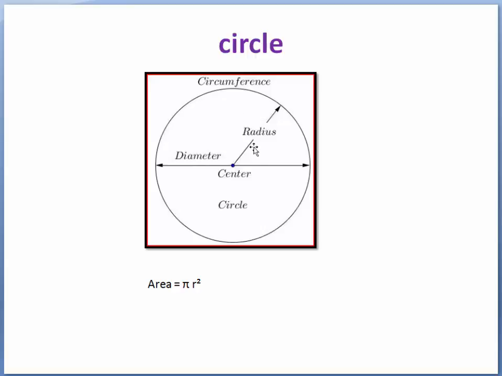When we're talking about circles, let's just go over some of the terminology. From the center of the circle to the circumference, that's the radius. The line that splits the circle into two and goes through the center of the circle, that's the diameter. The area of the circle is given by pi r squared, where pi is 3.14.